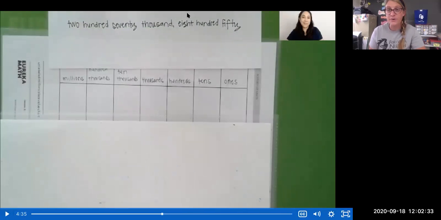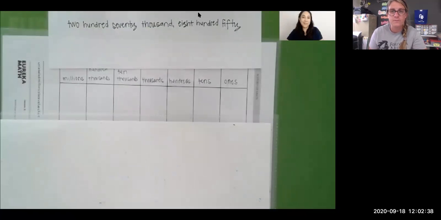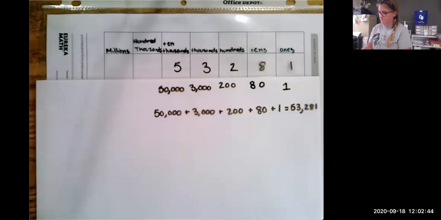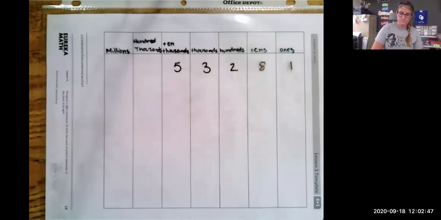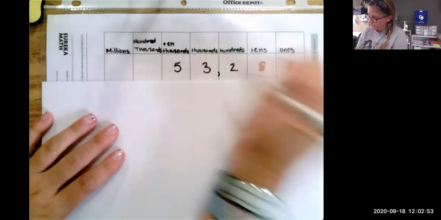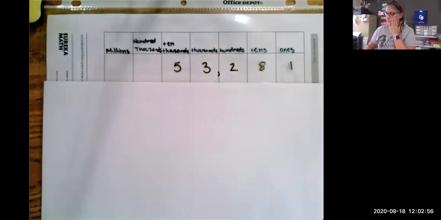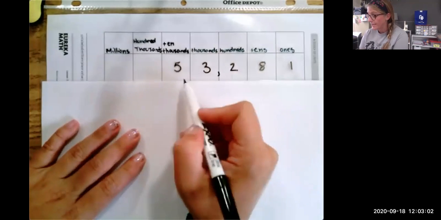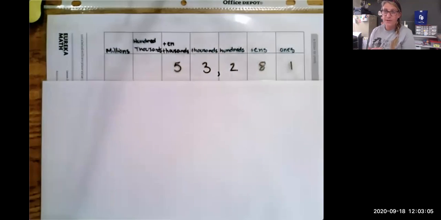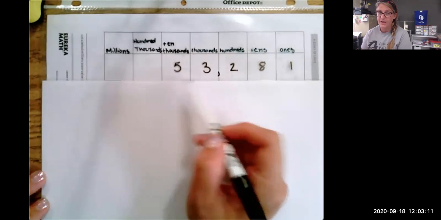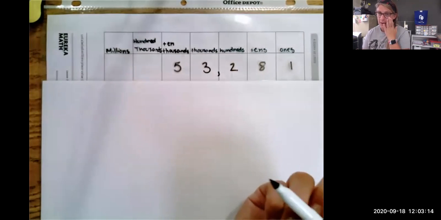Now let's try to write our number that we just wrote in word form. When we read a number, we need to remember to read each period. So every period is separated by a comma. So you need to start with the first period. And my students, we talked about place value houses.